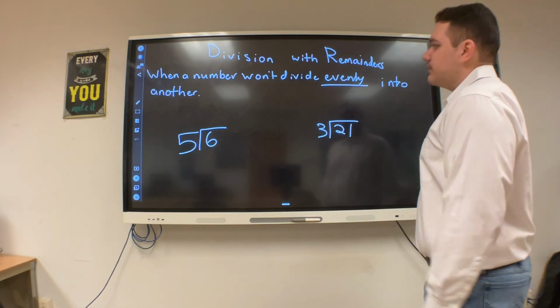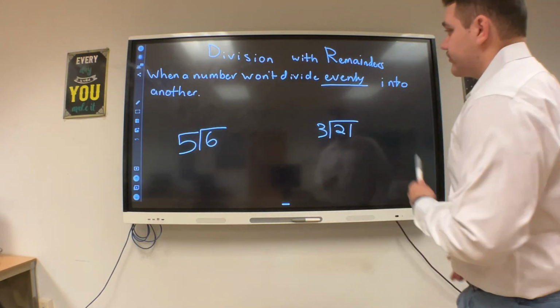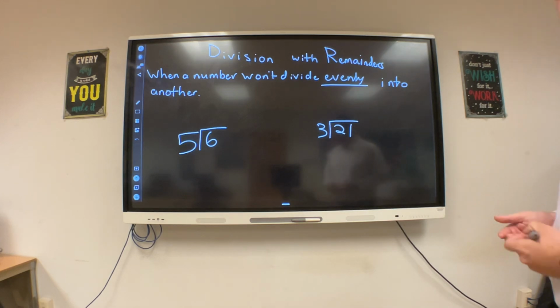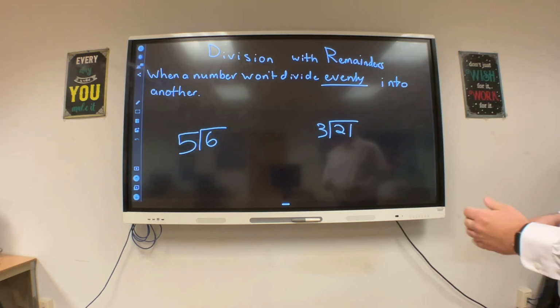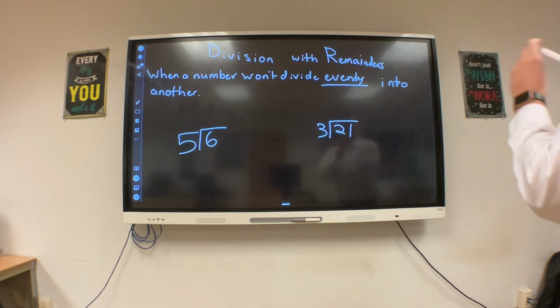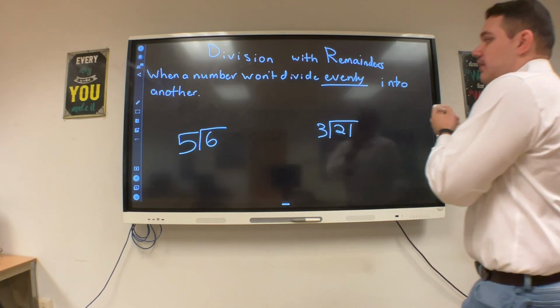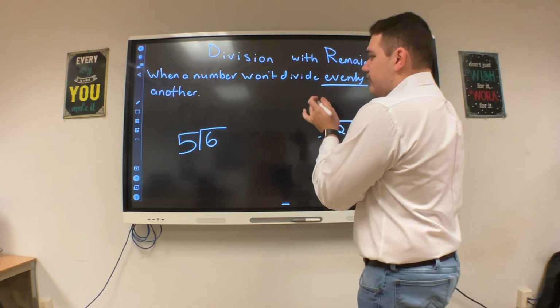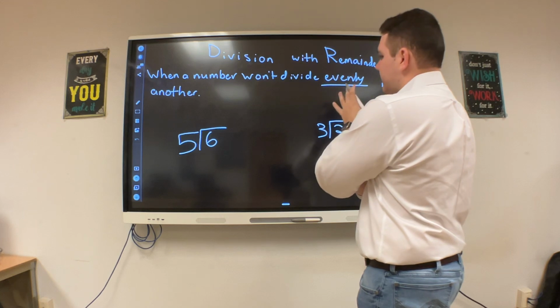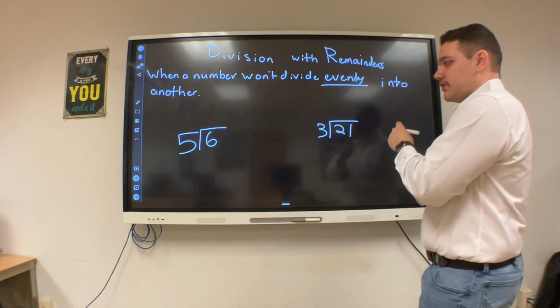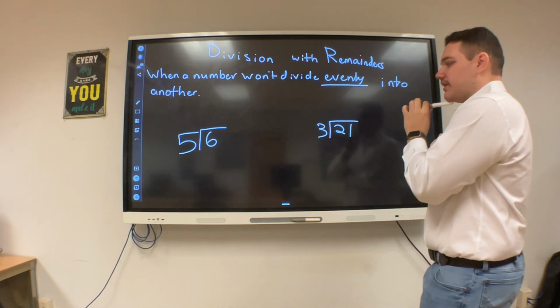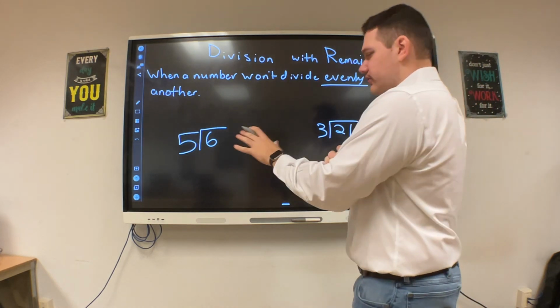All right, and so today we're going to be talking about division with remainders. It's pretty much just building off of the division work we did last time, but adding another little step, which is the remainder. Like I said, the remainder is when a number will not divide evenly into the number inside of the bracket. So for an example right here, we got 6 divided by 5.